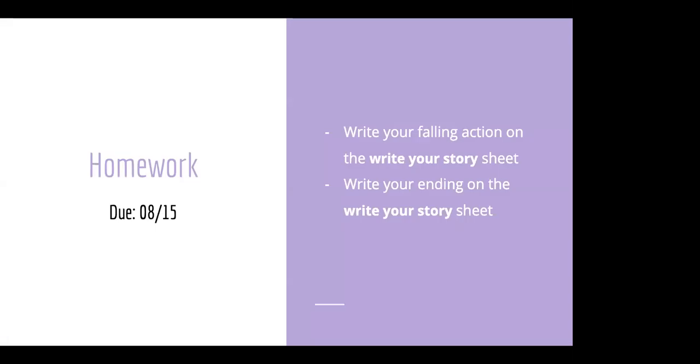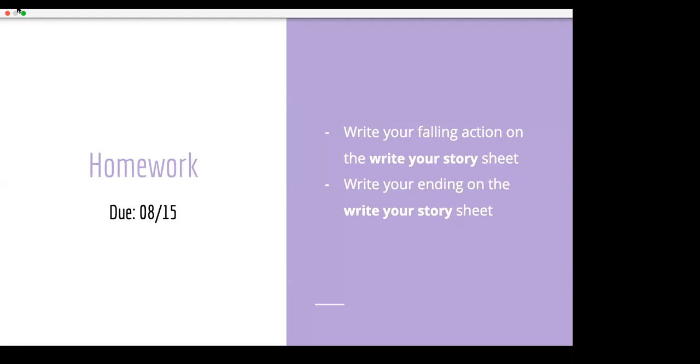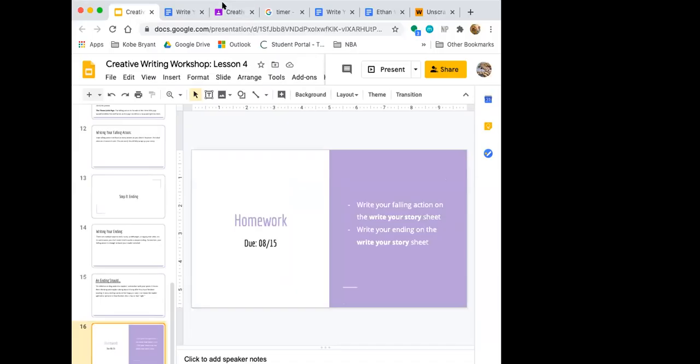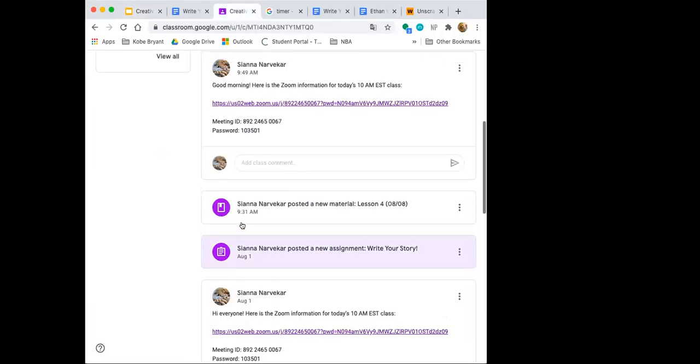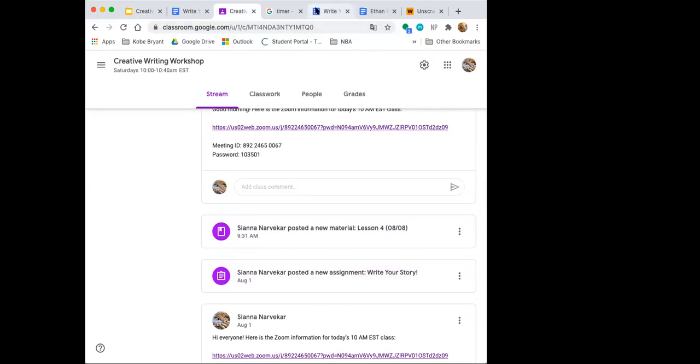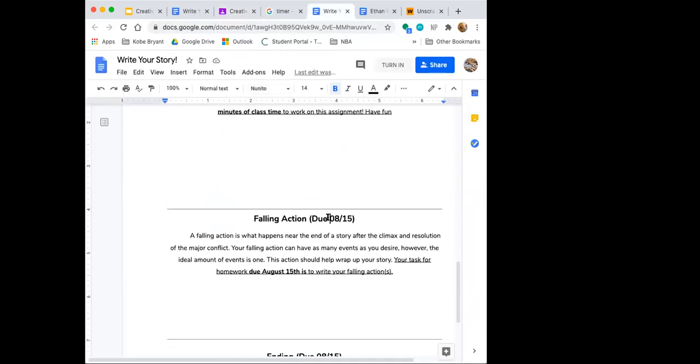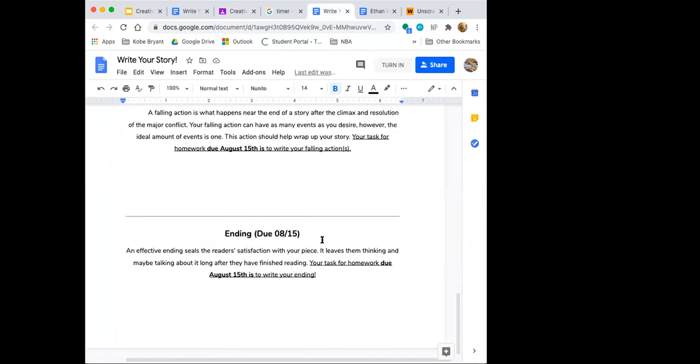So your homework due next Saturday, August 15th, is to write your falling action on the Write Your Story sheet and write your ending on the Write Your Story sheet, the same sheet we have been working on this whole time. Again, if you go to here, right at the bottom, it says due 8/15 and the ending as well.